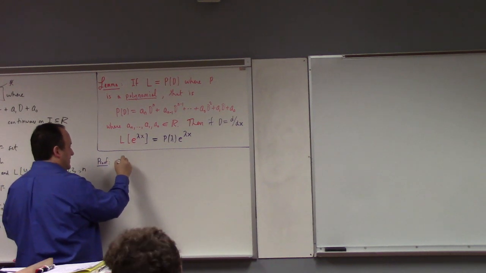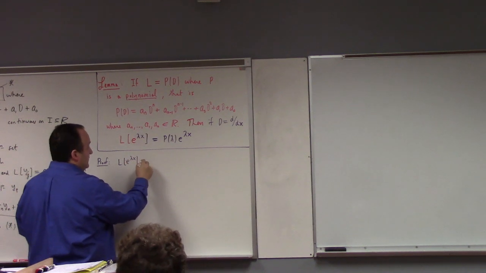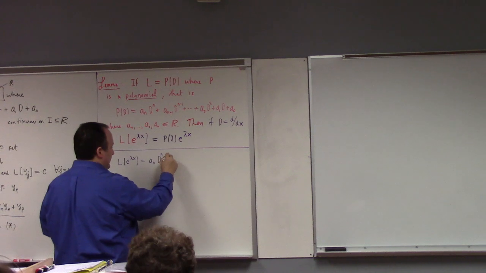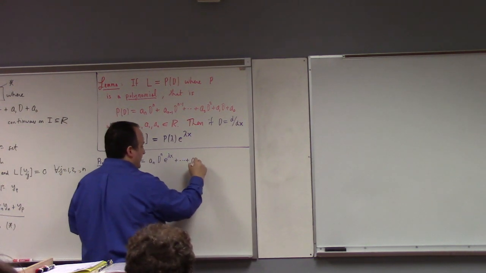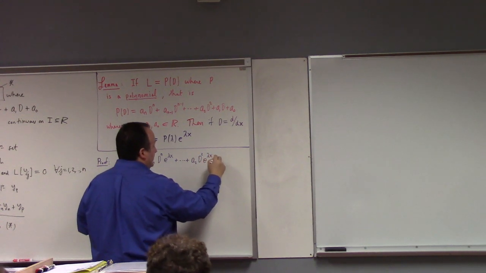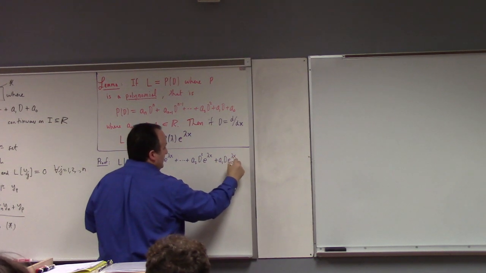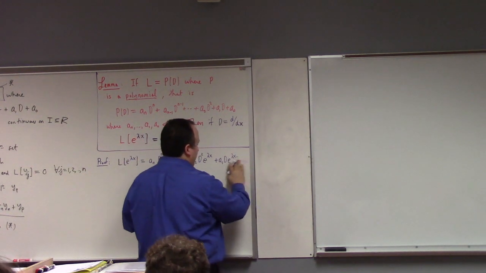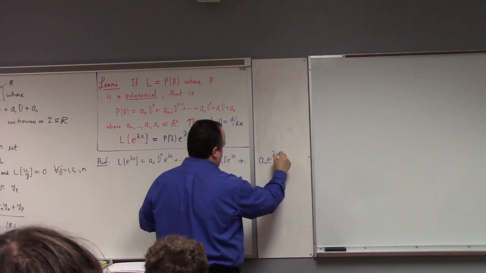So if we take L of e to the lambda x here, we've got an nth derivative acting on e to the lambda x plus dot dot dot. I'll go all the way down to a_2 D squared on e to the lambda x plus a_1 D on e to the lambda x plus a_0 e to the lambda x.